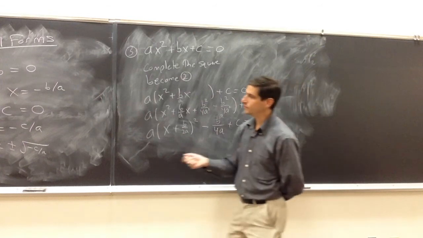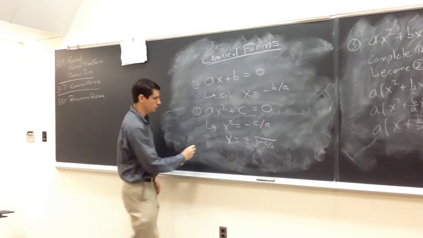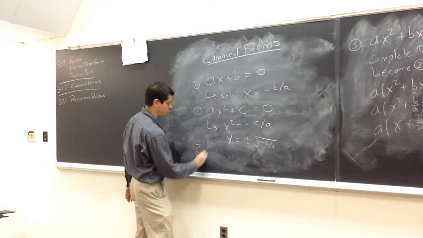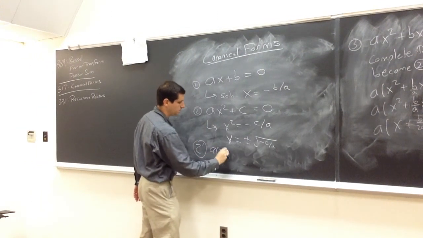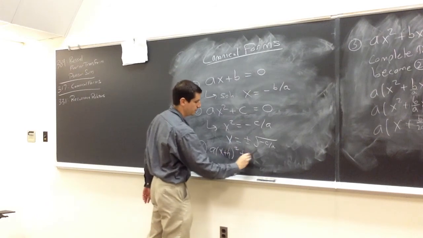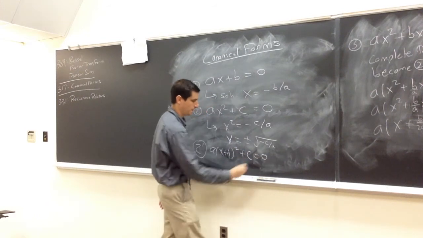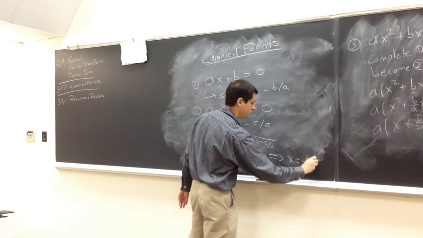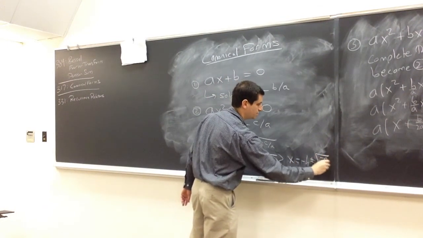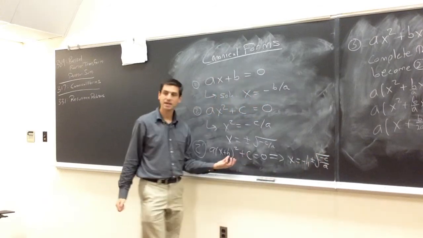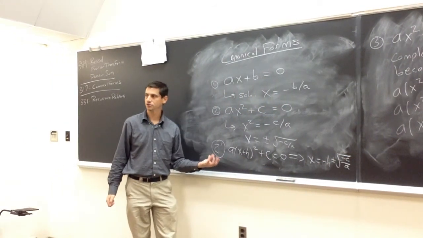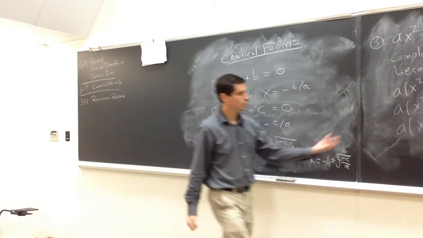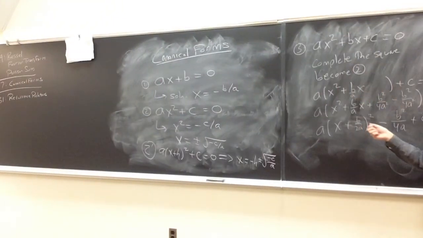Yeah, we're really solving something of this form. If you want, we could do something a little bit more general. We could do maybe case 2 prime, a(x plus h) squared plus c equals 0. That will have solutions x equals negative h plus or minus the square root of negative c over a. If I just tweak that a little bit, it's no more difficult to solve. And so over here now, we can just continue to do the algebra.